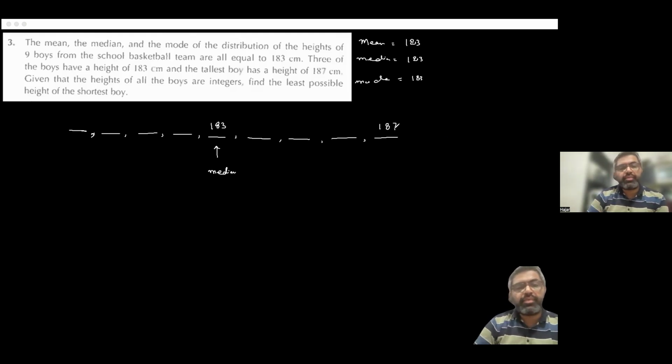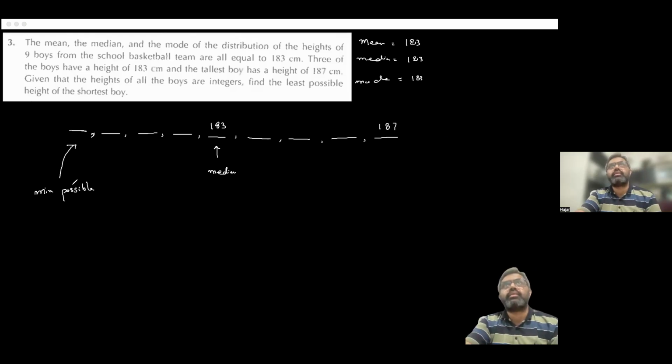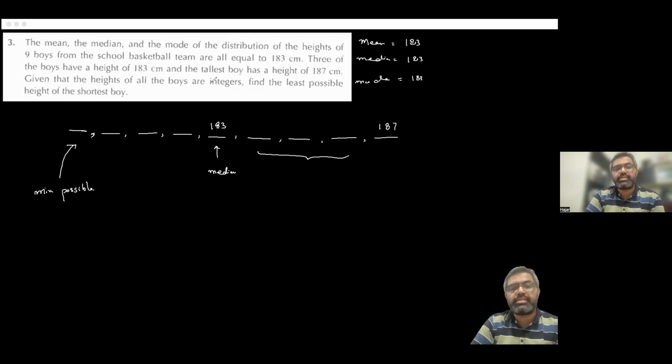We have to find the minimum possible height for the shortest boy. For the minimum possible, we try to maximize the heights of all the other boys. So over here we have to put the maximum heights. Can we put all 187? That is the tallest height. We can't, because 187 has to be just one single height. So how about 186? Can we put 186 and 186 and 186?